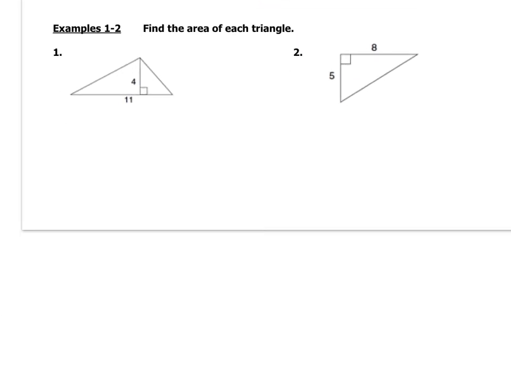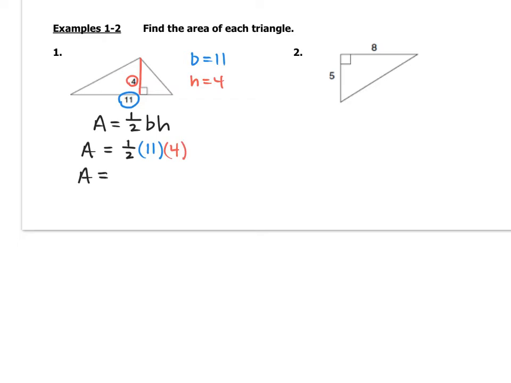So in example 1, I'm going to go ahead and label my sides. The base would be this side here, which is 11. And then the height is the distance from the base to the opposite vertex, and that's going to be 4. So I start with my area of a triangle formula. Area equals 1/2 times base times height. And in this formula, I'm going to substitute 11 for B and 4 for H. So I have area equals 1/2 times 11 times 4.